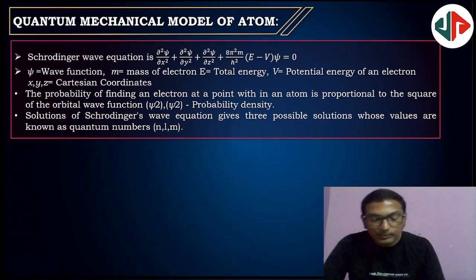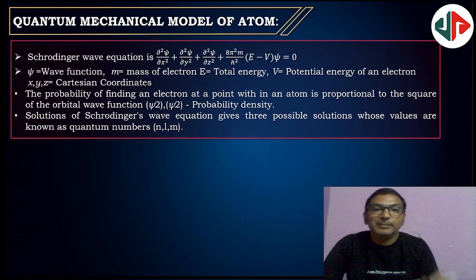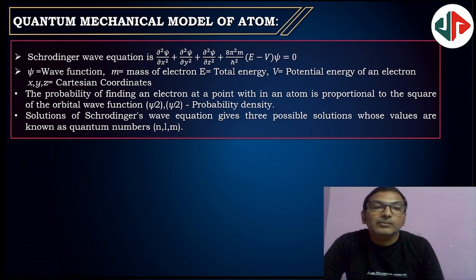Quantum mechanical model of atom, or complete picture of atom. Here the fundamental equation for quantum mechanics is Schrodinger's wave equation. So dou square psi by dou x square plus dou square psi by dou y square plus dou square psi by dou z square plus 8 pi square m by h square into e minus v into psi equal to 0. So this is the fundamental equation for quantum mechanics.